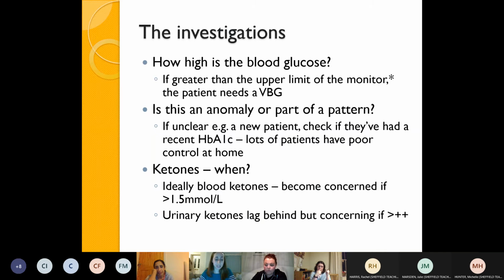And when do we need to check ketones? If someone's sick, someone's vomiting, if someone always has a blood glucose of 20, we don't need to continually check their blood ketones. But if it shoots from 20 to 30 plus, then we might want to. And if they always have good control, and suddenly it's 17, then we would check it. And if they're sick, septic, vomiting, abdo pain, basically anything that indicates they might be going into DKA, then we'd check it. We start getting concerned when it's greater than 1.5 or urinary ketones greater than 2 pluses.